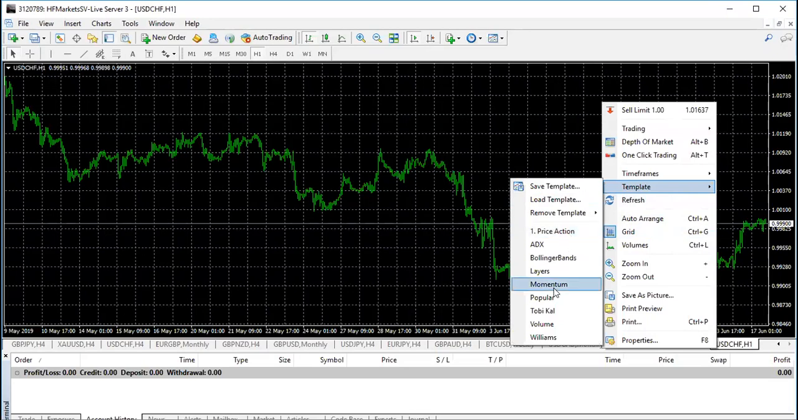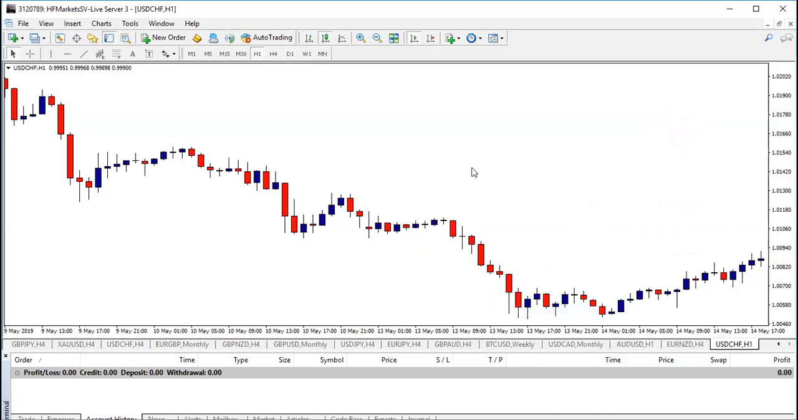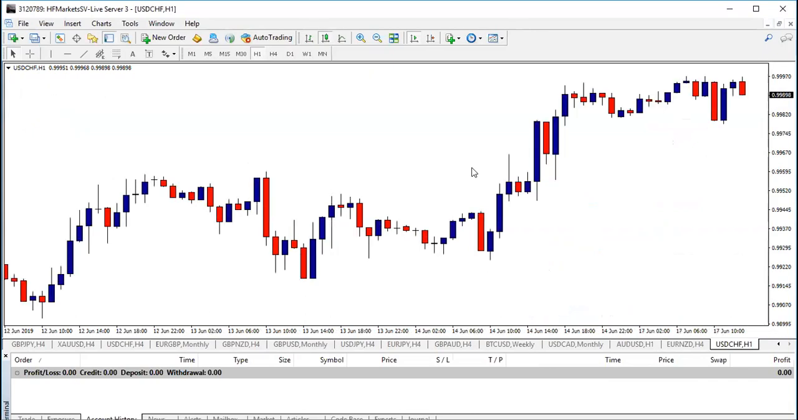Price action, these are the ones I saved. Then Toby Carl. All right, so good. I just launched Toby Carl. And then here we go.